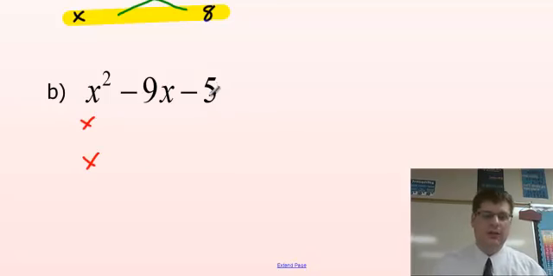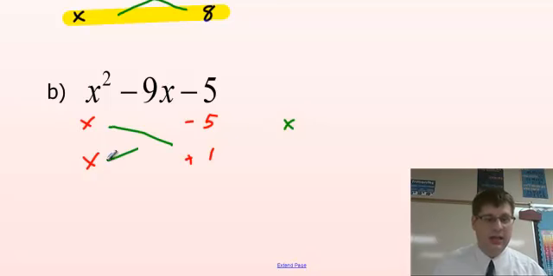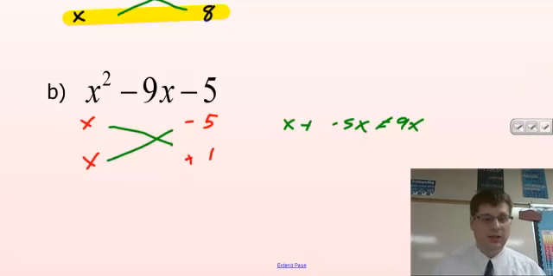X and x. And then I'm going to look at this -5 here. I'm going to say, well, what times what gives me -5? So I could try, let's say, -5 and +1. That will work. So when I multiply this, I'm going to cross multiply. I'll say, okay, x times 1, which is 1x, or just x, and x times -5, which gives me -5x. Well, do they add together to give me 9x? No. Okay, so that's not right. So I got to try something else.